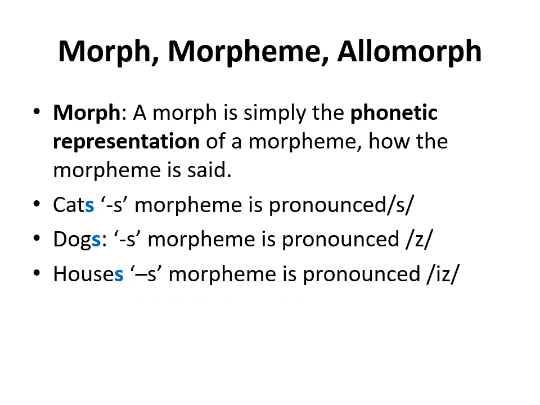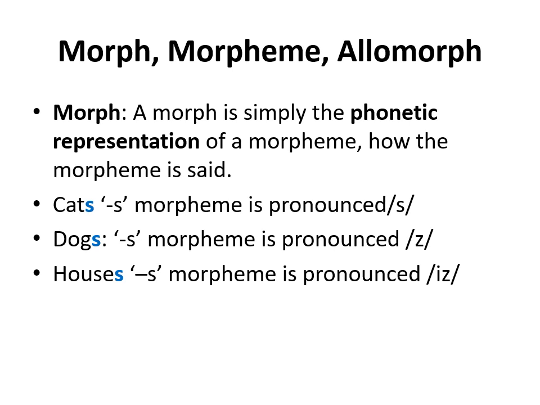So today we will discuss morph, morpheme, and allomorph as our lecture. So what is a morph? A morph is simply the phonetic representation of a morpheme, how the morpheme is said, how a morpheme is pronounced. Phonetic representation means how a word is pronounced or how a word is said.